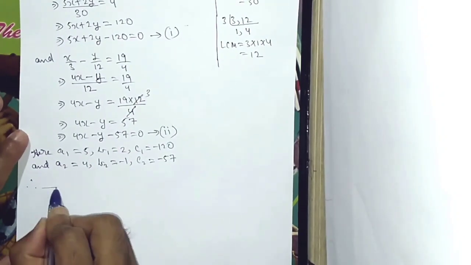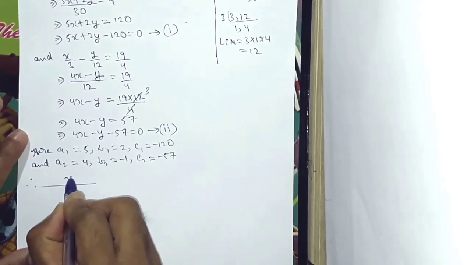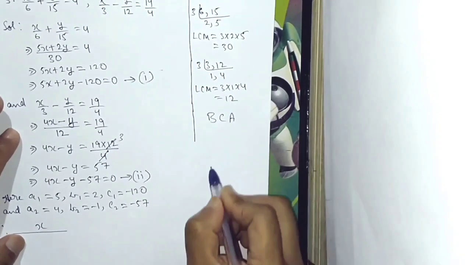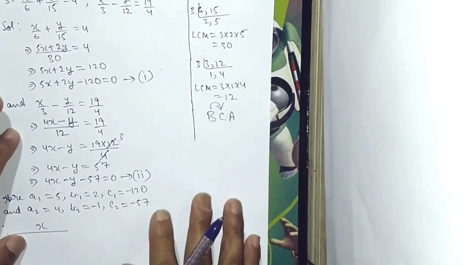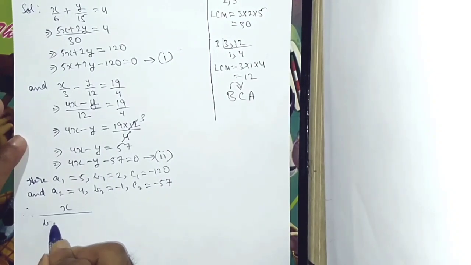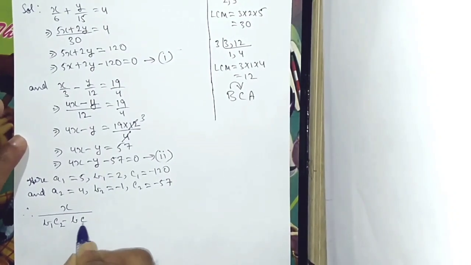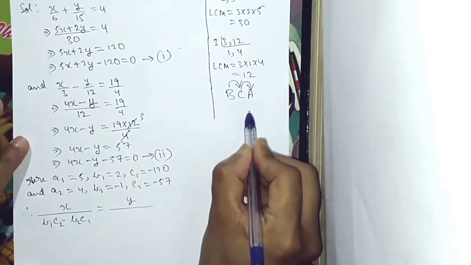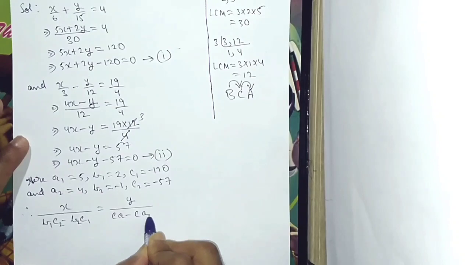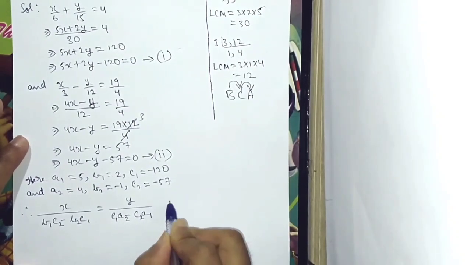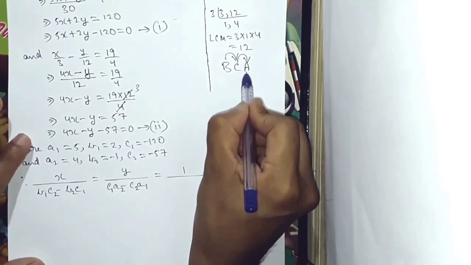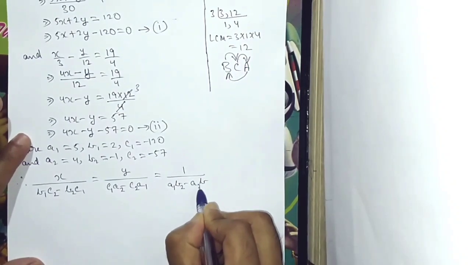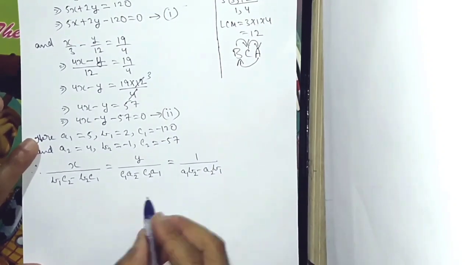So therefore, x divided by b1 c2 minus b2 c1, this is equal to y divided by c1 a2 minus c2 a1, this is equal to 1 divided by a1 b2 minus a2 b1. That is the formula.